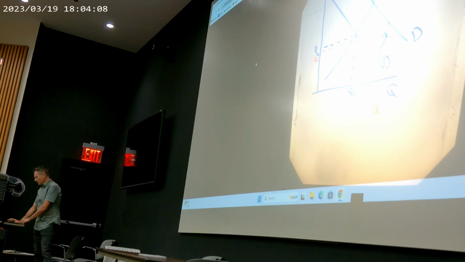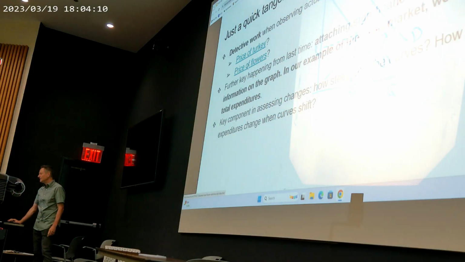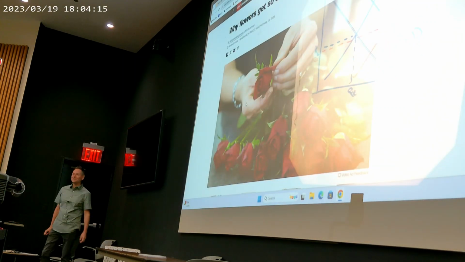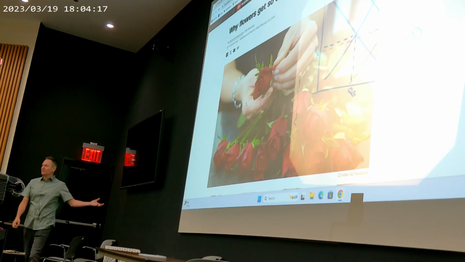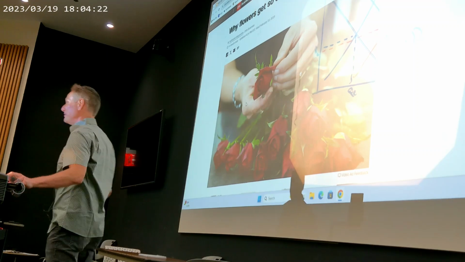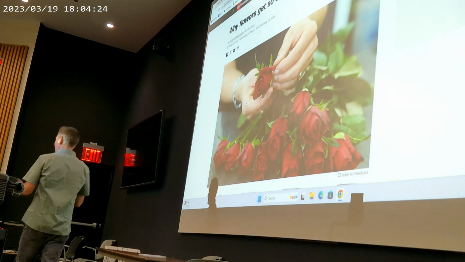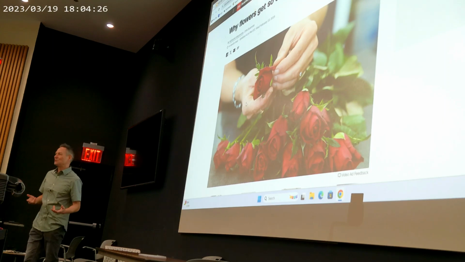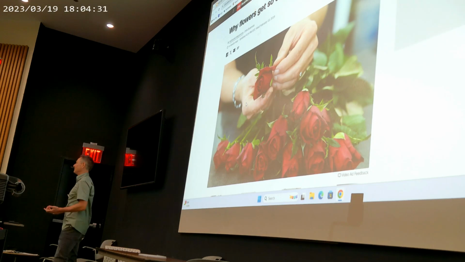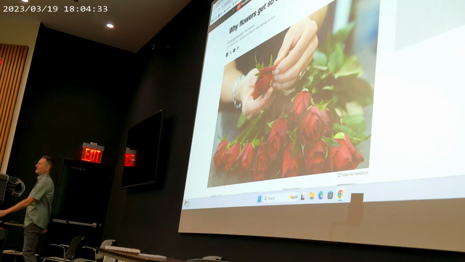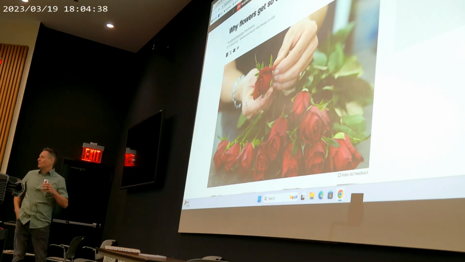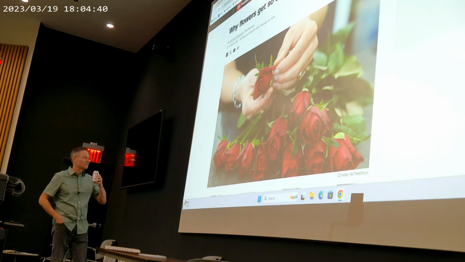Now, it's interesting that we have a similar effect here, and I really like this one: why flowers get so expensive on Valentine's Day. Now, flowers are a little bit different than turkeys. The flower industry is actually quite fascinating. There's a whole bunch of things that you might or might not know about it. One of which is that there are massive auctions going on virtually every day over flowers, right? Buying and selling of flowers. And hopefully we'll have a chance to talk about that later in the semester as well.